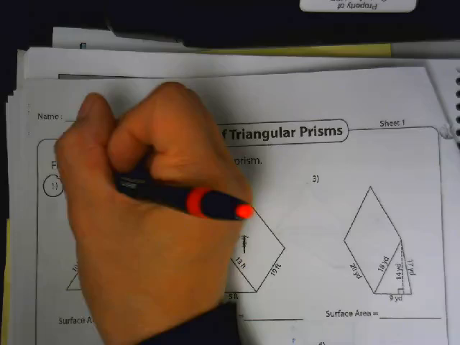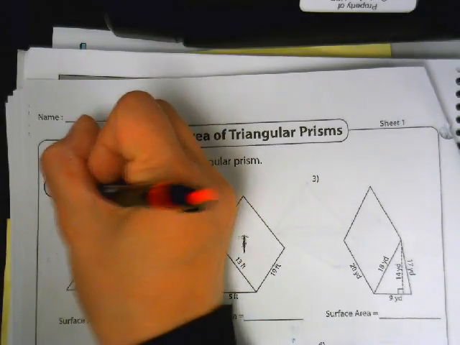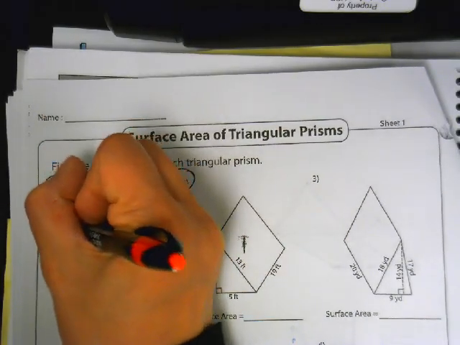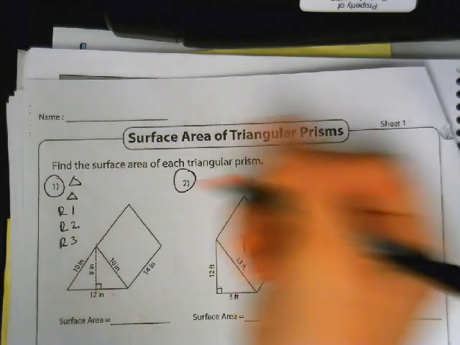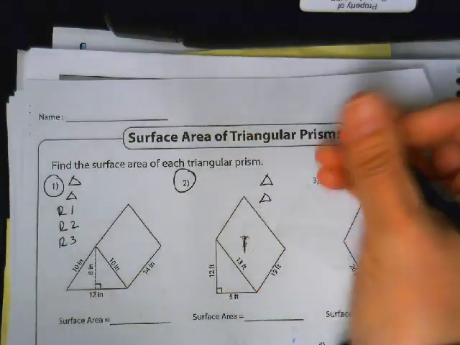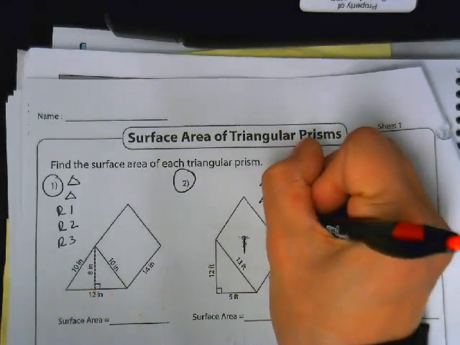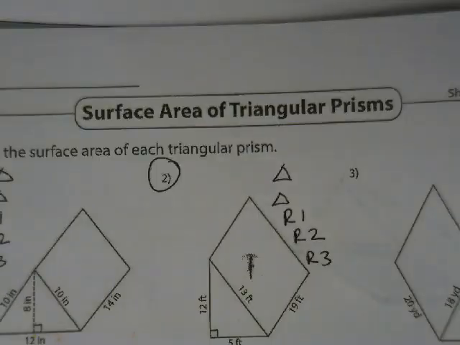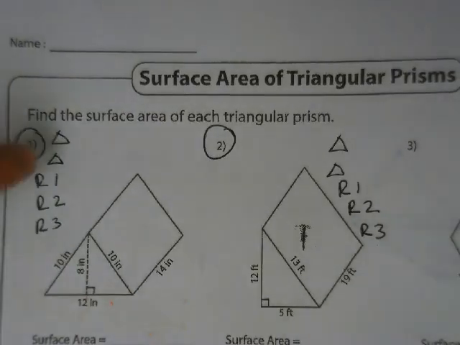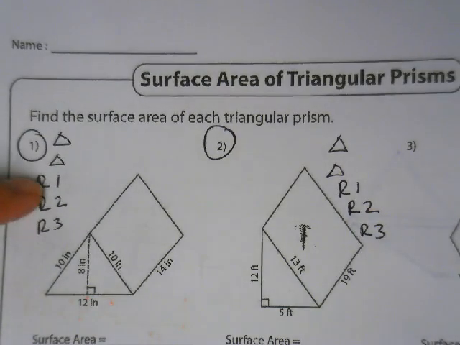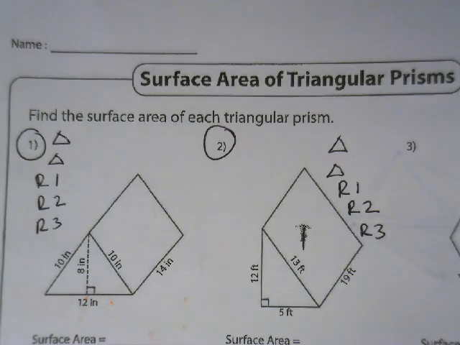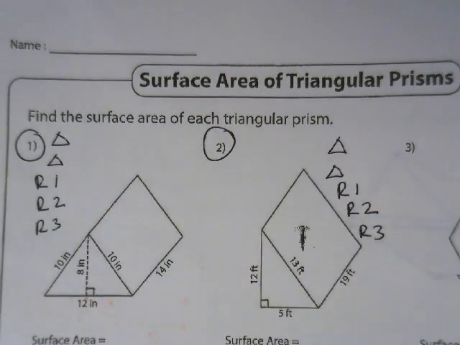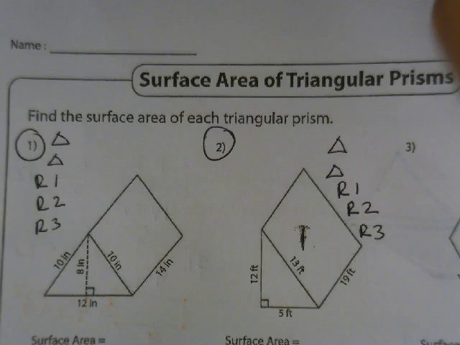Remember, you need the triangle, rectangle 1, rectangle 2, rectangle 3. What is the area of the 2 triangles? The area of rectangle 1, rectangle 2, rectangle 3. So that's how I organize my work. So area of the 2 triangles, area of the rectangle 1, rectangle 2, rectangle 3, or the left, the right, the bottom. Show your work. I'm going to do it right now with you.